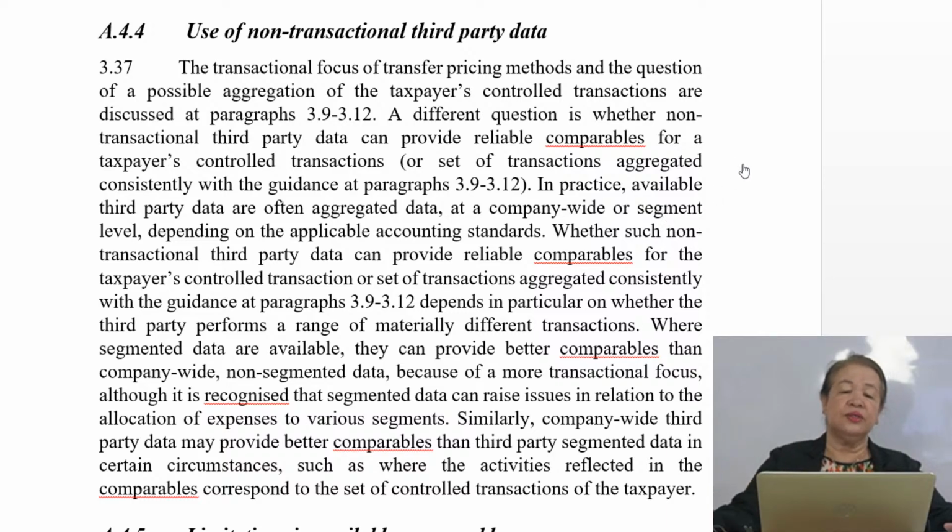So, the transactional focus of transfer pricing methods and the question of a possible aggregation of the taxpayers' controlled transactions are discussed at paragraphs 3.9 to 3.12. So, a different question is whether non-transactional third-party data can provide reliable comparables for a taxpayer's controlled transaction or a set of transactions aggregated consistently with the guidance at paragraphs 3.9 to 3.12.